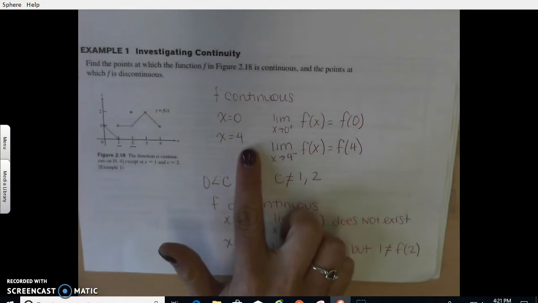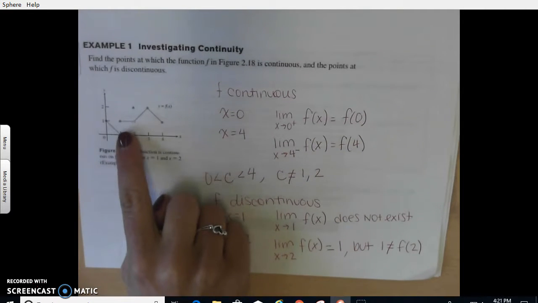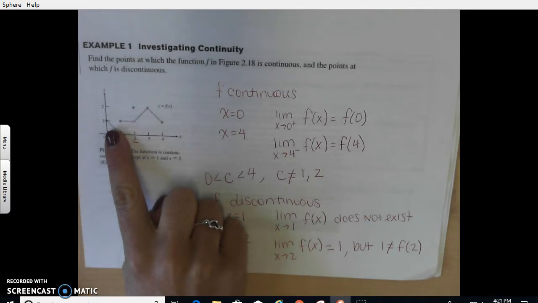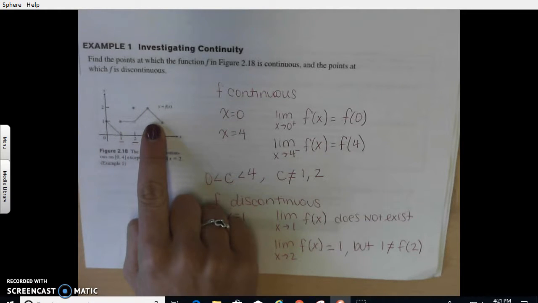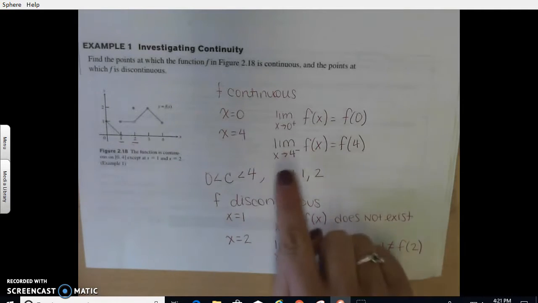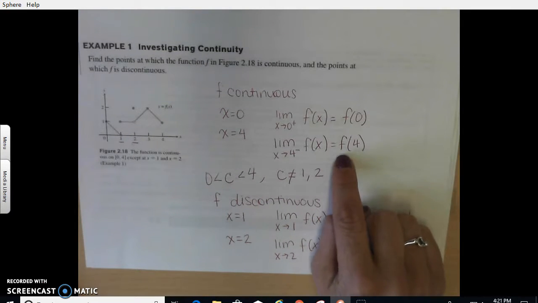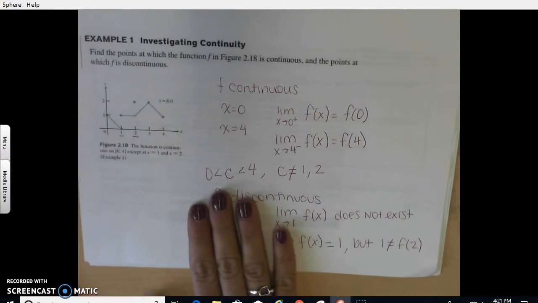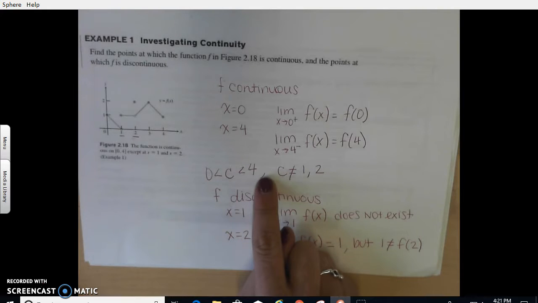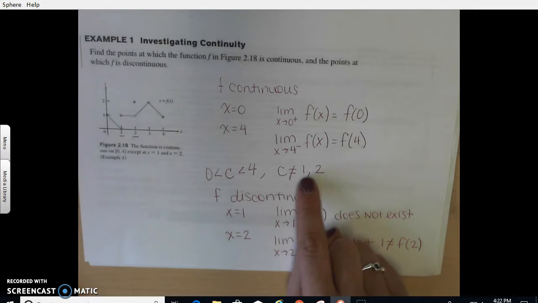Now the same thing with 4. 4 is our other endpoint. So we're going to go from the left, because our function is towards the left of 4. So the limit of f of x as x approaches 4 from the left is equal to the value of f of 4. Therefore, our function is continuous from 0 to 4, but we do not include 1 and 2.